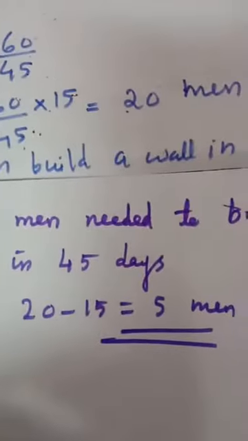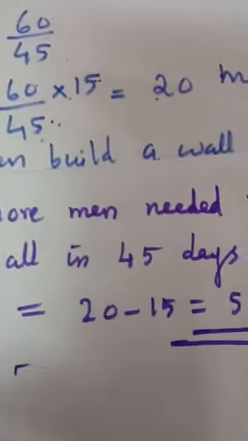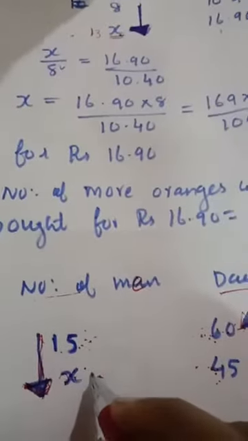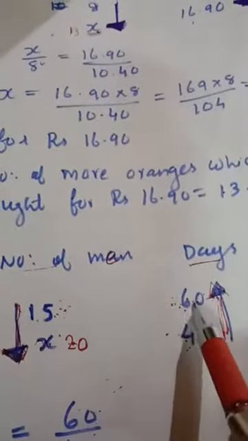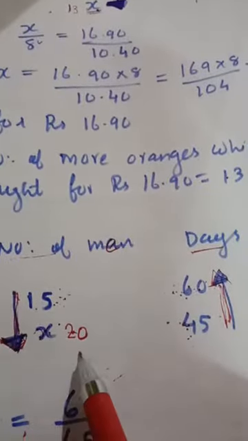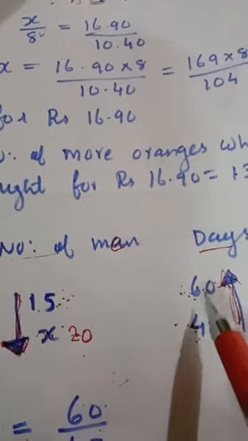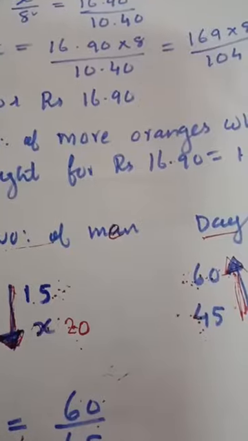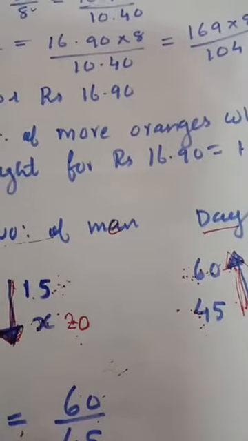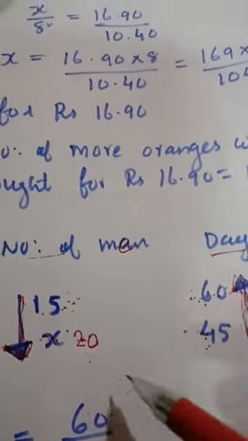So the number of more men needed to build a wall in 45 days is equal to 20 minus 15. You got the answer 20, so here you write 20. 15 men, 60 days; 20 men, 45 days. Now subtract: 20 minus 15 is 5 men.